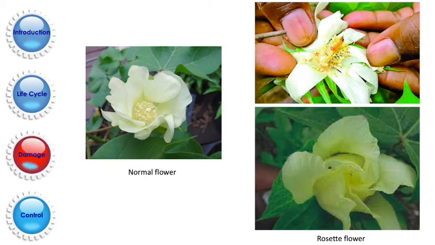Locules are damaged and interlocular burrowing can be noticed. Seeds are destroyed and lint gets stained. The aperture through which they make their entry into the ball is closed, and it becomes difficult to differentiate between a healthy and infested ball.